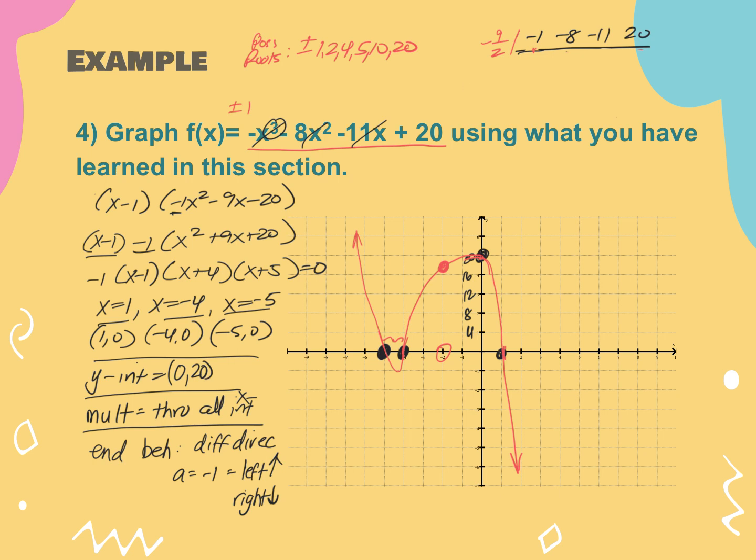Negative 9/2, bring down the negative 1. Negative 9/2 times negative 1 is positive 9/2. Again, I'd have to change these to over 2s, make my life easy: negative 22/2 and negative 40/2. I think that'd make my life kind of simple. But again, who wants to do that, right?